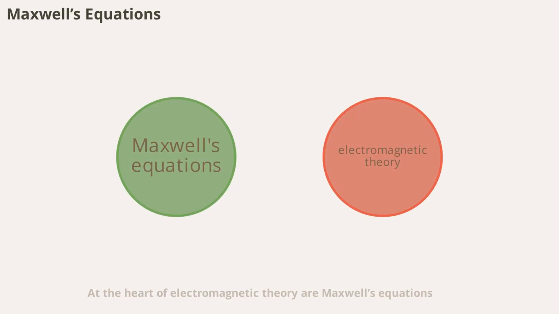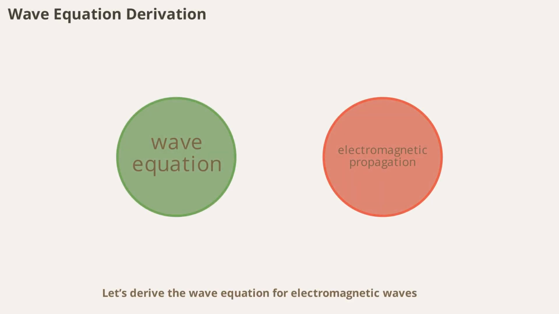The heart of electromagnetic theory are Maxwell's equations. These four equations elegantly summarize the behavior of electric and magnetic fields and how they interact. They are Gauss's law for electricity, Gauss's law for magnetism, Faraday's law of induction, and Ampere's law with Maxwell's addition. Together, these equations show that changing electric fields produce magnetic fields and vice versa, leading to the propagation of electromagnetic waves. Maxwell's equations are considered one of the greatest achievements in physics, unifying electricity, magnetism, and optics into a single framework. Let's derive the wave equation for electromagnetic waves.